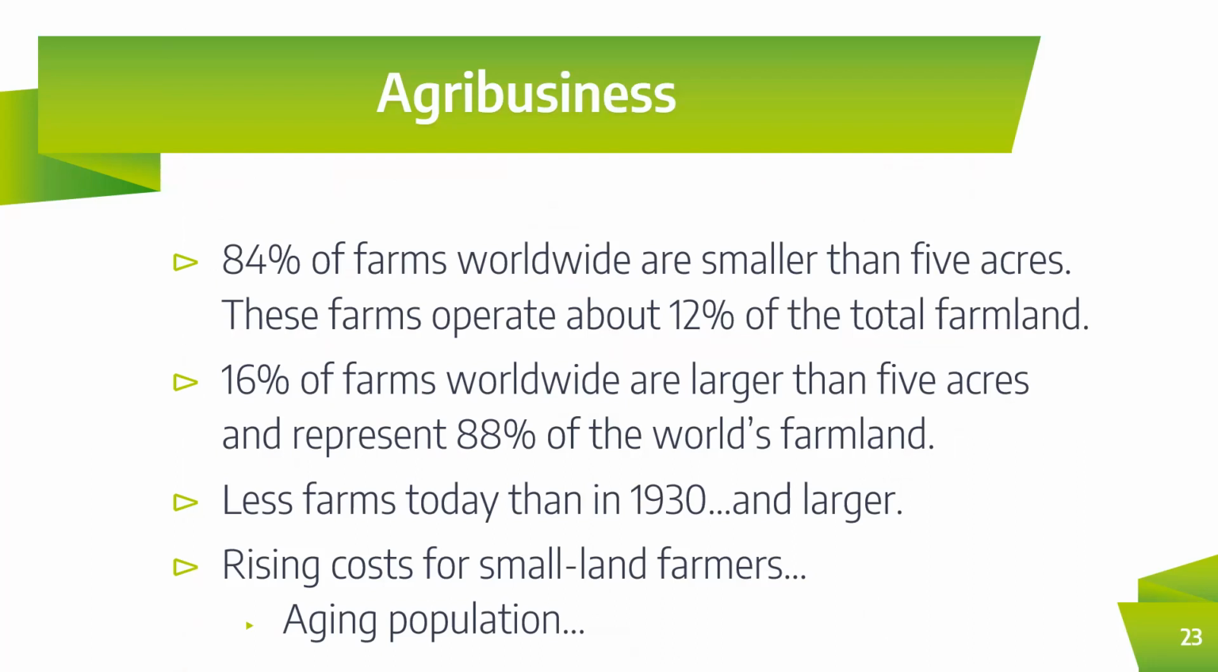To give you a sense of the impact here of agribusinesses, 84% of farms worldwide are smaller than 5 acres, and these farms operate about 12% of the farmland. 16% of farms worldwide are larger than 5 acres and represent 88% of the world's farmland. So in other words, it seems like 16% of farms are representing much of the farmland in the world. That said, there are fewer farms today than in 1930, and they're larger.